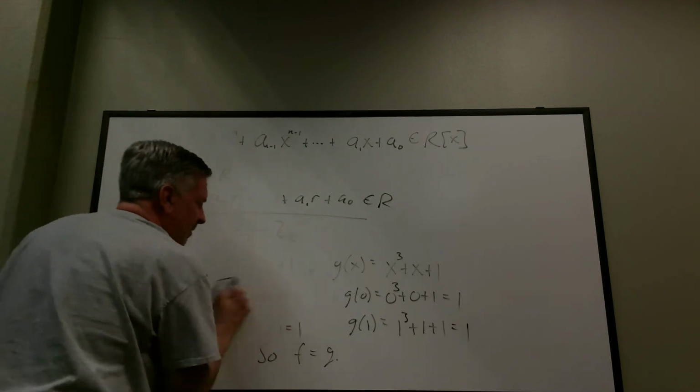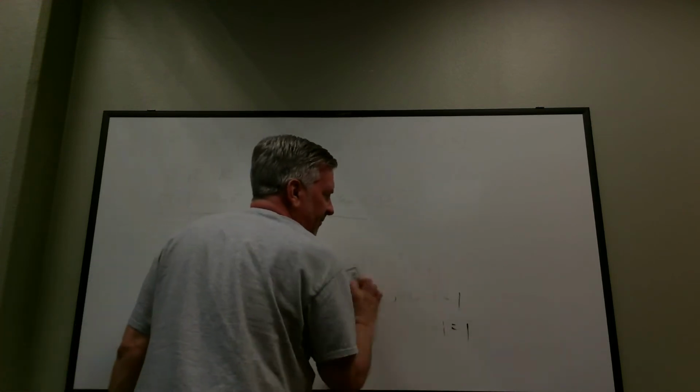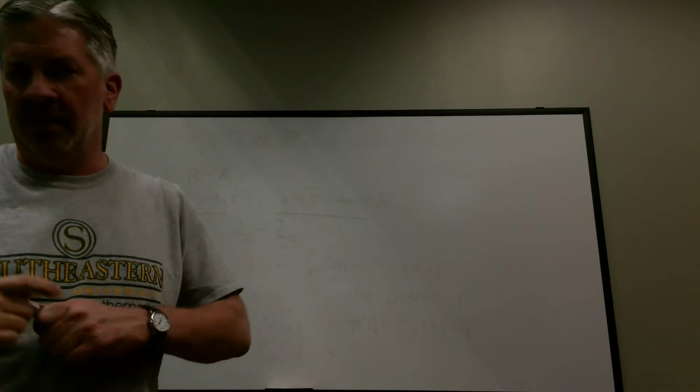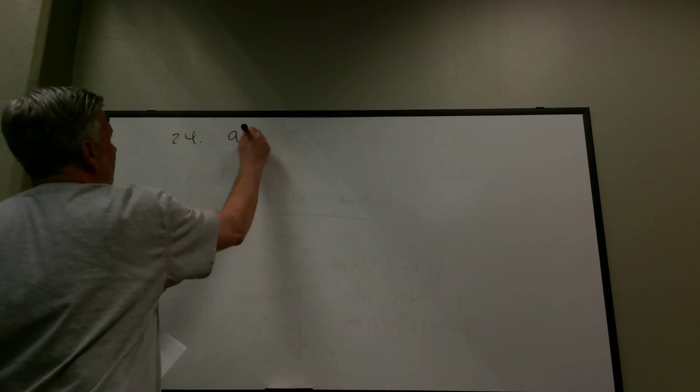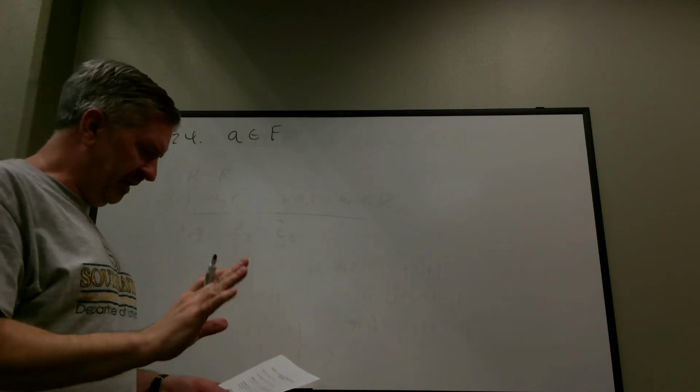So the next example is an exercise, and we've done examples similar to this before. I think when we were doing groups, if I remember correctly. So this is number 24, and it says, let A be a fixed element of F. So we can pick any element we want in the field F, and once you pick it, you're sticking to it.